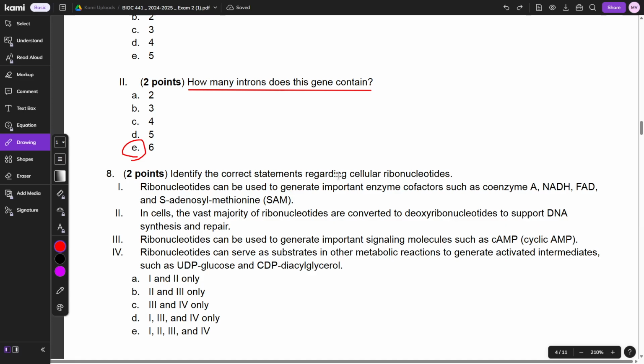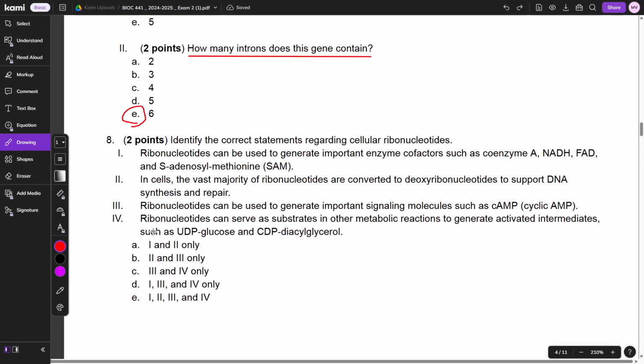Identify the correct statement regarding... So here's one thing I want to point out. You do not know what this is. Guess what? We didn't know either when we took this test. We didn't know what SAM was when we took this exam. We had no idea. But it doesn't matter. So you can eliminate pretty easily on this.